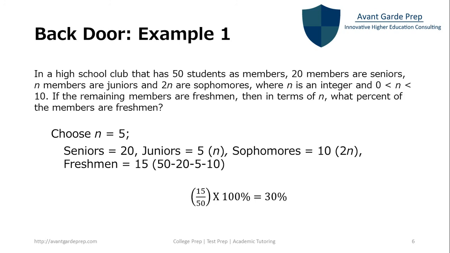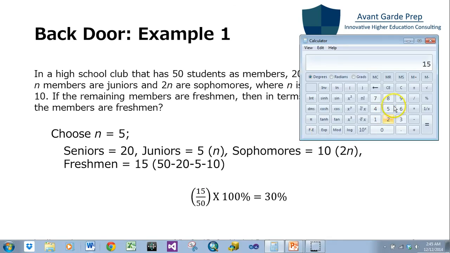So 15 divided by 50, and that's going to give us a decimal, and that's going to equal 0.3. Let's check that real quick on our calculator. So 15 divided by 50, that equals 0.3. And so that decimal, if we want to turn that into a percentage, we need to multiply that by 100%. So multiply by 100, and that gives us 30%.